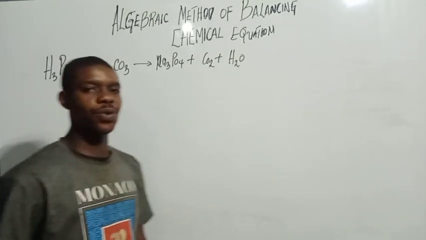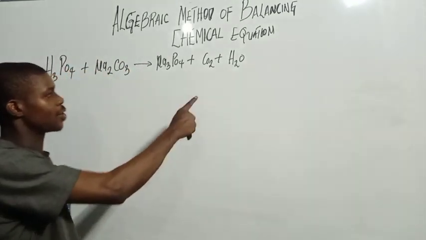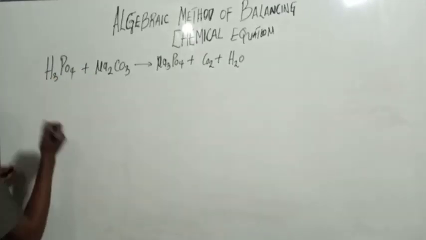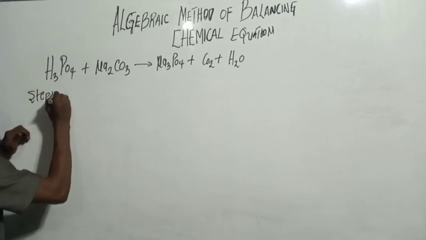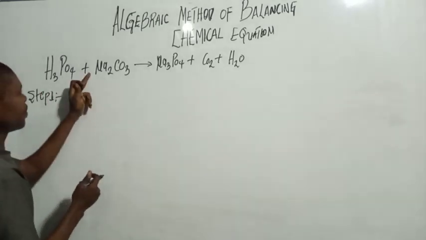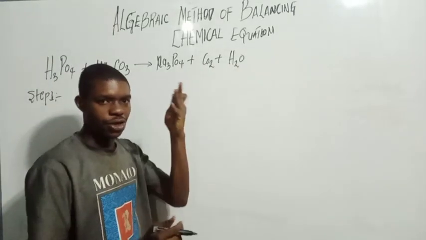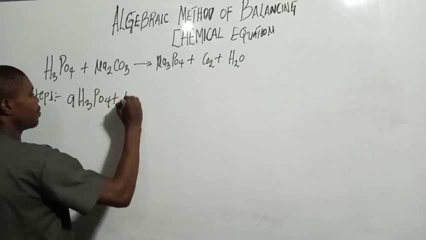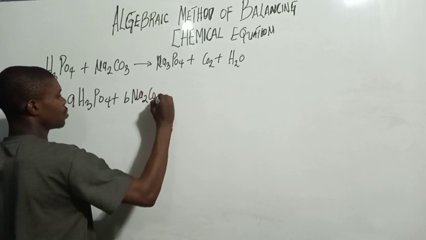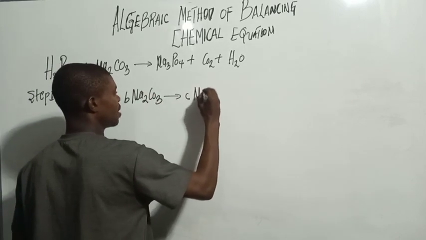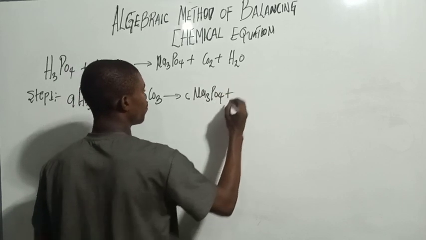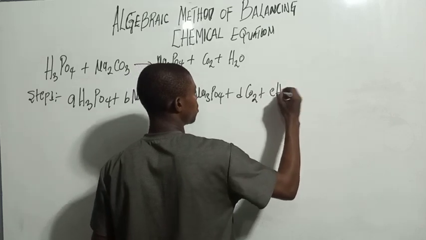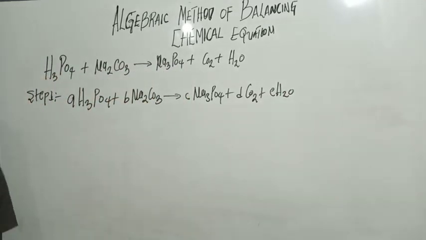In order to balance a chemical equation, the first step is what? Assign alphabets to all the species. So the first step is to assign alphabets to all the species. So I want to have here A, B, C, D, and E. So it's going to be A H3PO4 plus B Na2CO3, then C Na3PO4 plus D CO2 plus E H2O. So this is the first thing you want to do.